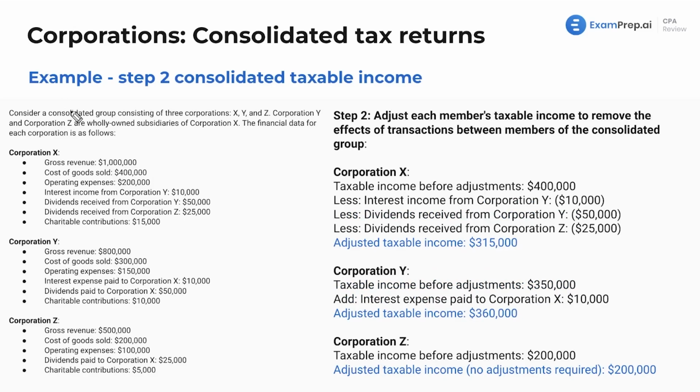Next up, we've got step 2. And step 2 is where we're going to adjust each member's taxable income to remove the effects of transactions between members of the consolidated group. So we carry forward our taxable income before adjustments from our step 1. We see them here. And what is happening?